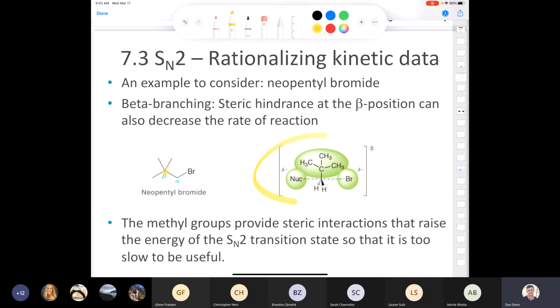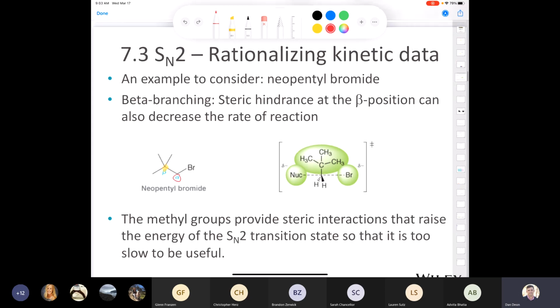This is the picture that he uses to show you why it's unreactive. It's because the alpha carbon is just way too sterically hindered with this t-butyl hanging off here. Again, he goes into a bit of a soapbox speech where he explains understanding versus memorizing. Anyhow, here you go. So neopentyl bromide.